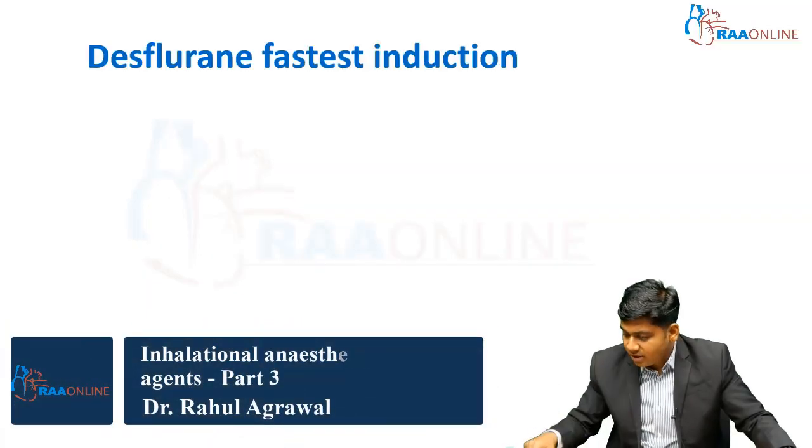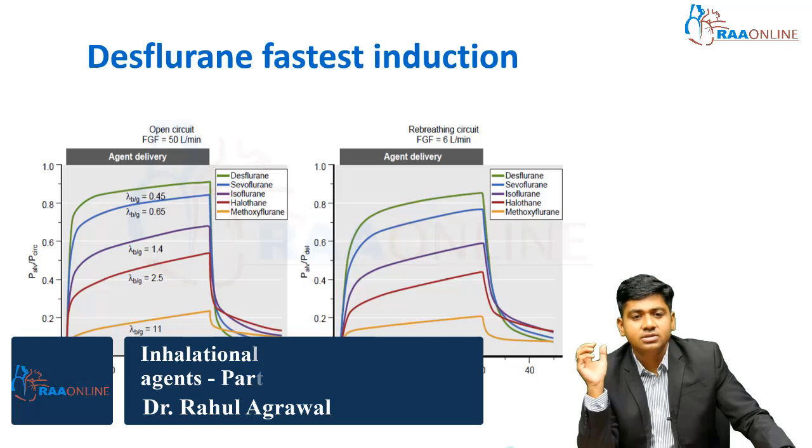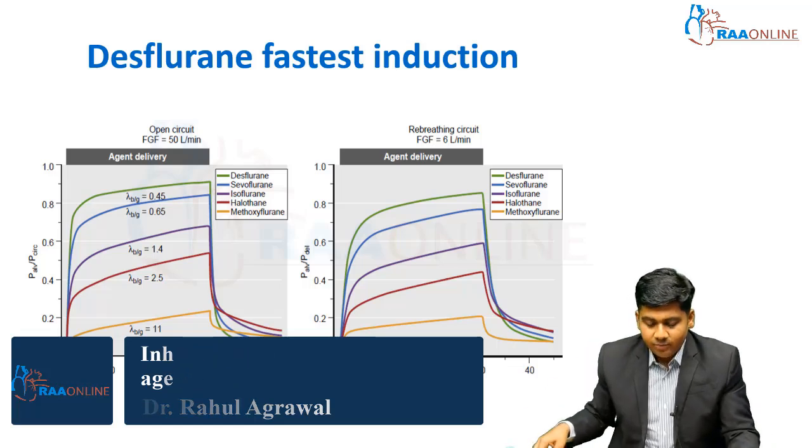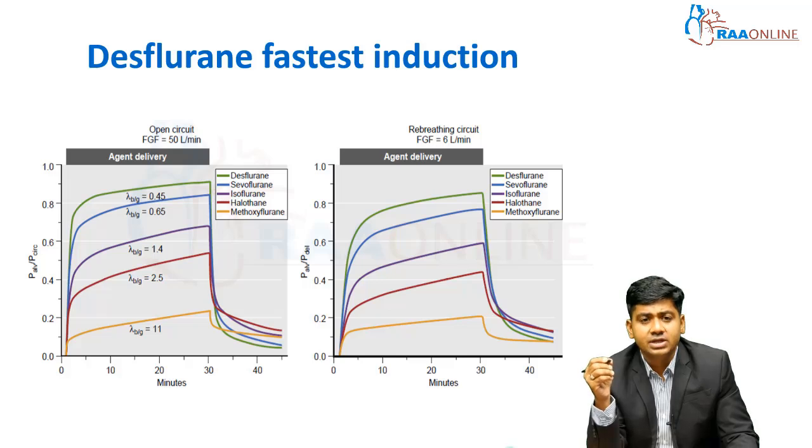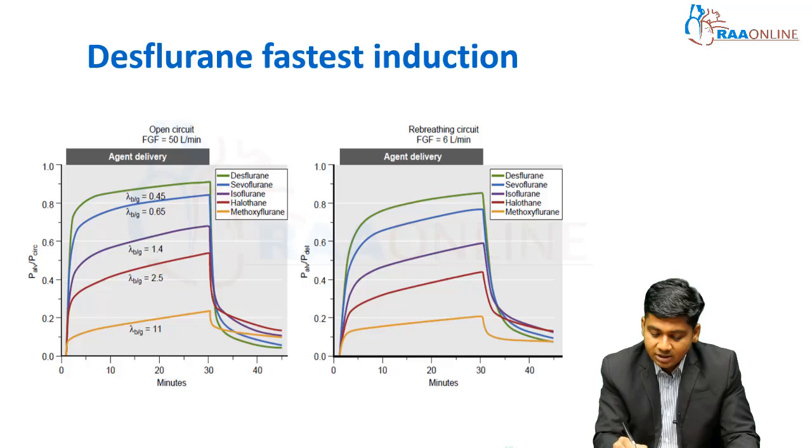Coming to desflurane, why does desflurane have the fastest inductions? Here we have compared all the anesthetic gases. Again the same thing, we are taking two circuits, an open circuit and a closed circuit. In the open circuit we are using a fresh gas flow of around 50 liters per minute, and in the closed circuit we are using only a fresh gas flow of around 6 liters per minute.